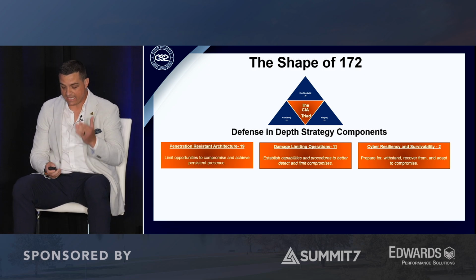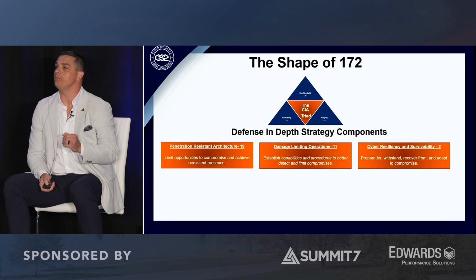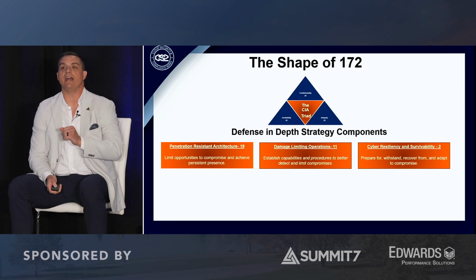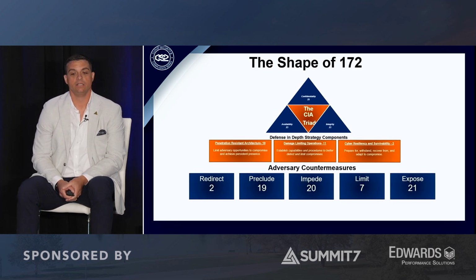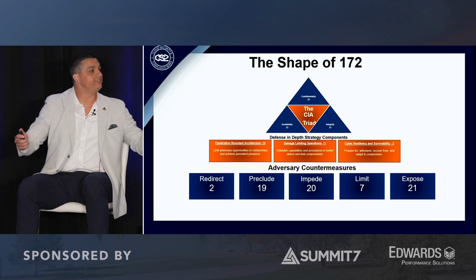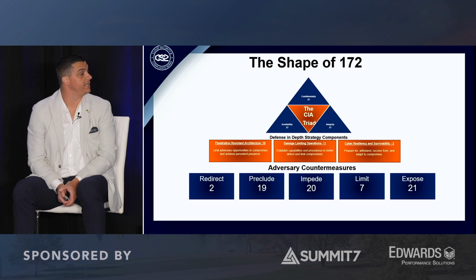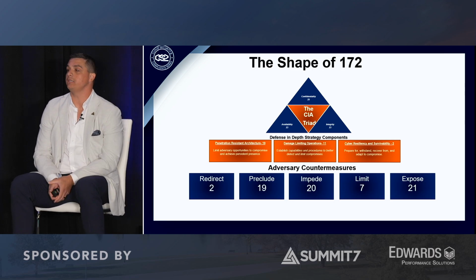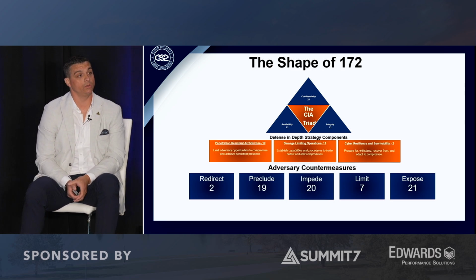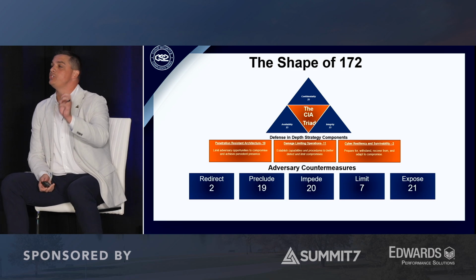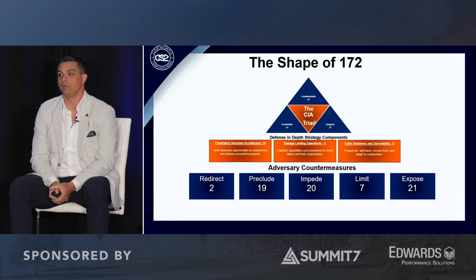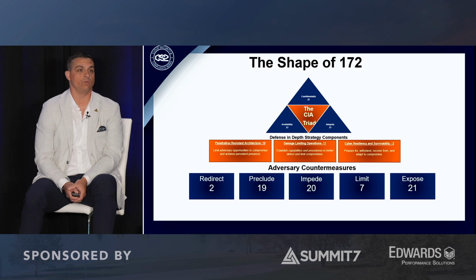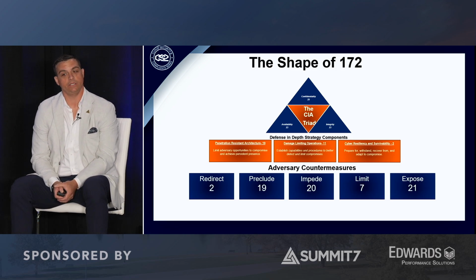And then the last thing, we said 172 is designed to help you fight back, provide countermeasures against your adversaries. So much so that there are 5 different countermeasures that each one of these enhancements should contribute to, and they can contribute to more than one. They may redirect, preclude, impede, limit, or expose. This is the shape of the benefits of 172. But this isn't the full understanding of 172 I want you to get from this presentation, right?